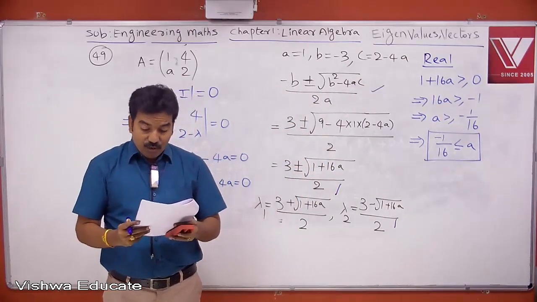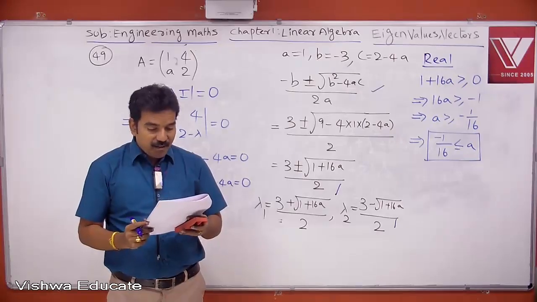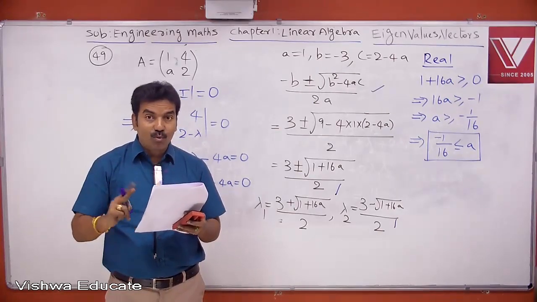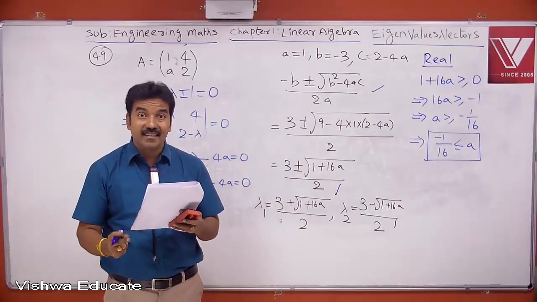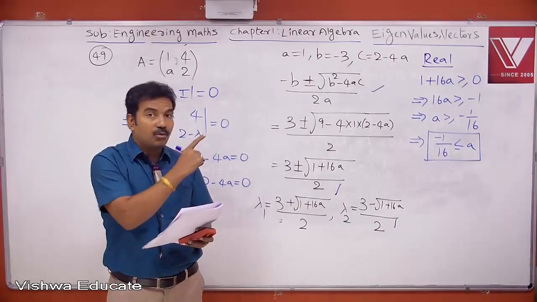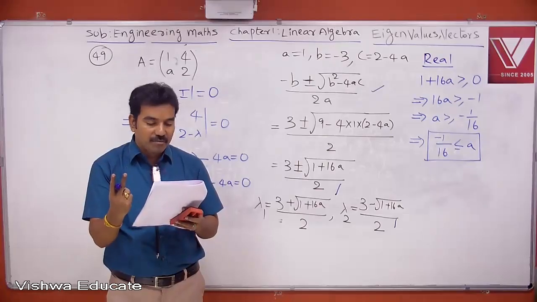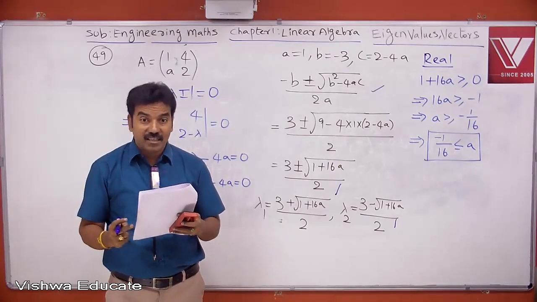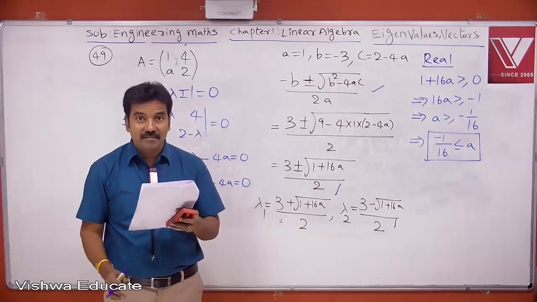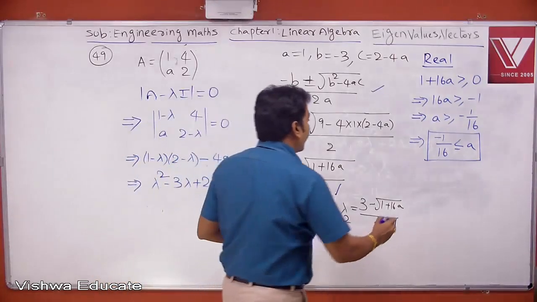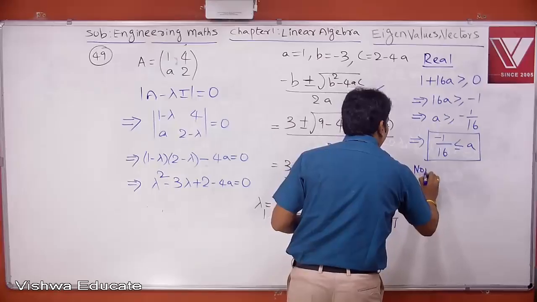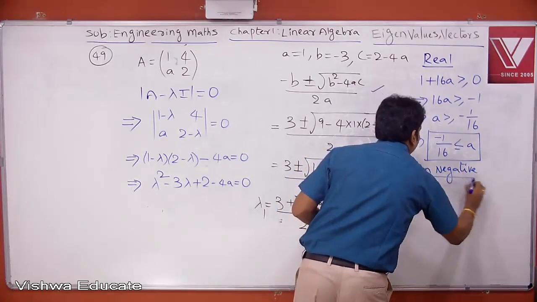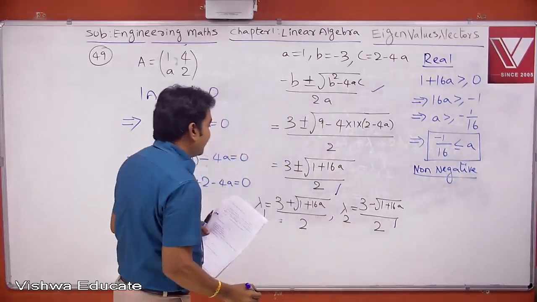Now when you look at the options, minus 1 by 16 less than or equal to a is present in two different options, option B and D. That means A and C can be eliminated. Answer can be either B or D. Now let us apply the condition for non-negative.